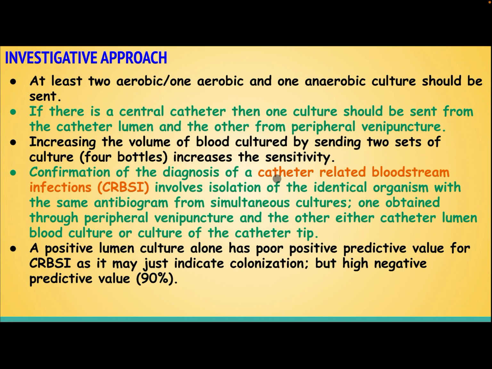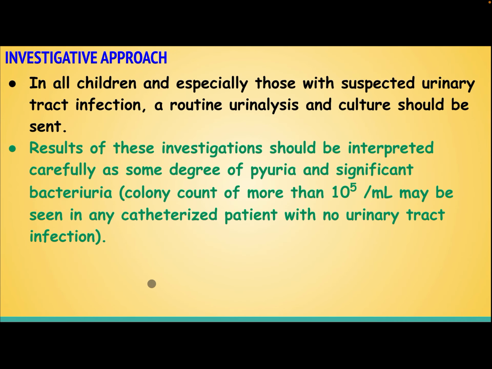Confirmation of the diagnosis of a catheter-related bloodstream infection involves isolation of the identical organism with the same antibiogram from simultaneous cultures, one obtained through peripheral venipuncture and the other either a catheter lumen blood culture or culture of the catheter tip. A positive lumen culture alone has poor positive predictive value for catheter-related bloodstream infection, as it may just indicate colonization, but it has a high negative predictive value, more than 90%.